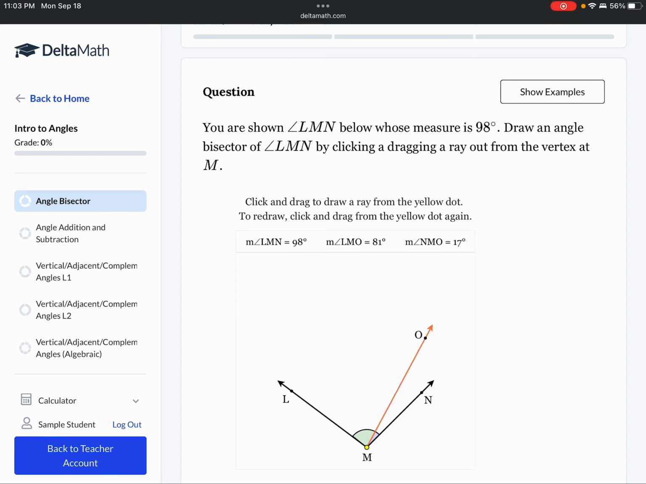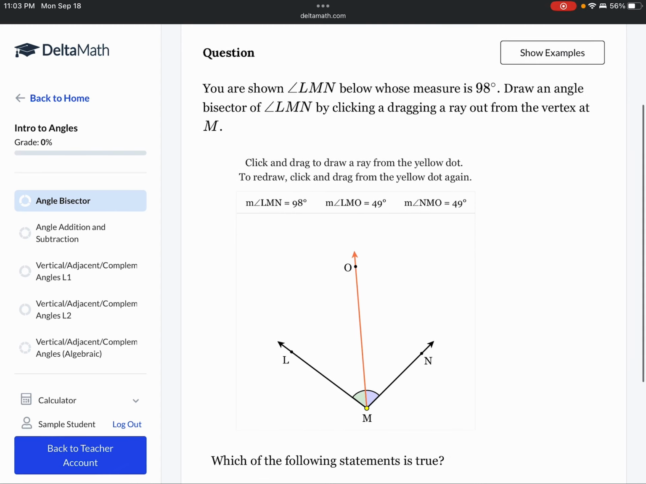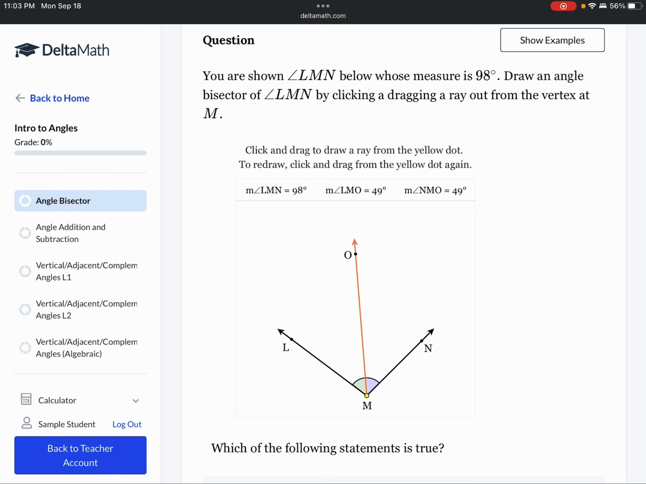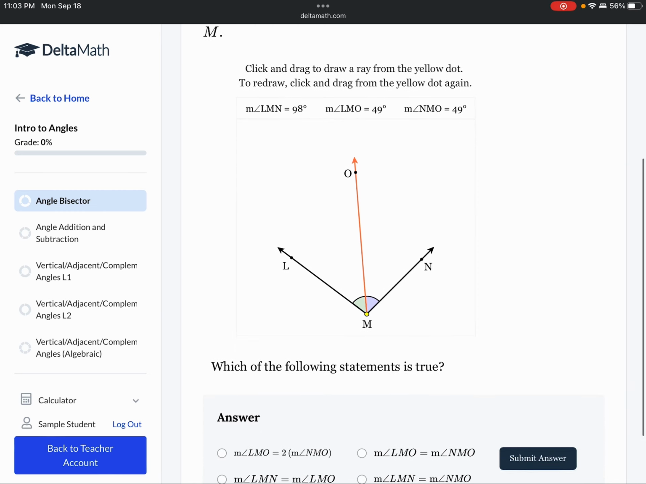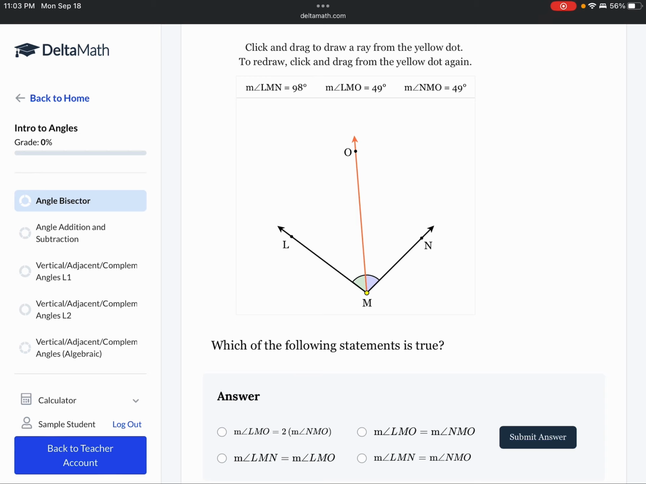But an angle bisector doesn't just cut it into any two pieces. I have to wait until I see that those two small angles match the ones that I have there for LMO and NMO. And once I have the same number for both, congratulations, I've drawn an angle bisector. But then when I scroll down, it's going to ask me one additional thing. It's going to say, which of the following statements is true? And you're going to see some stuff that looks like this.